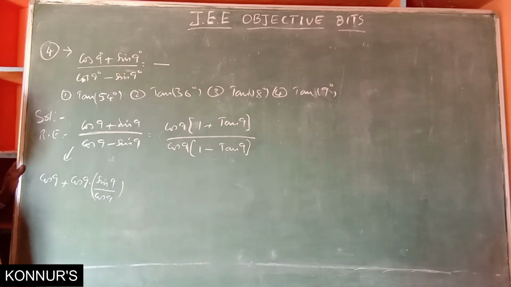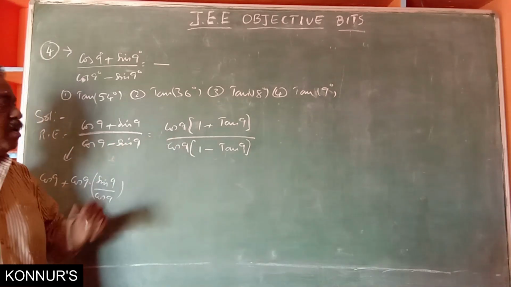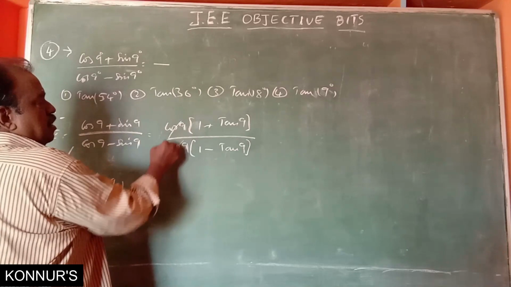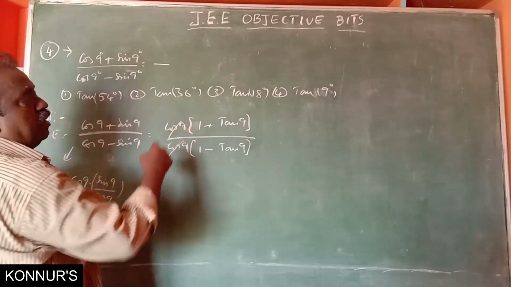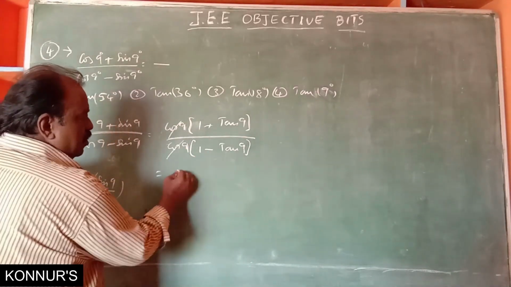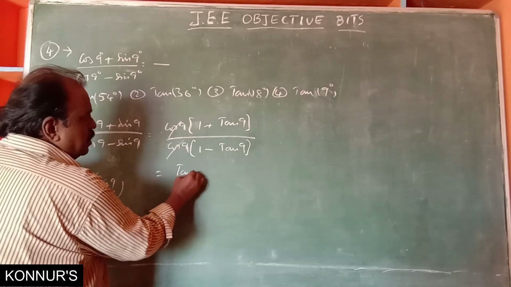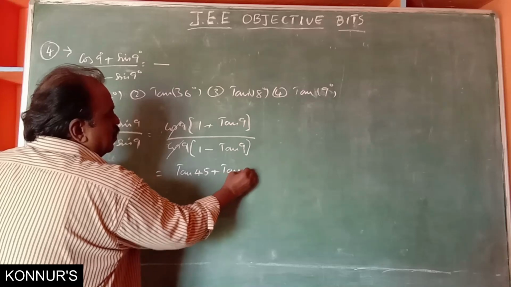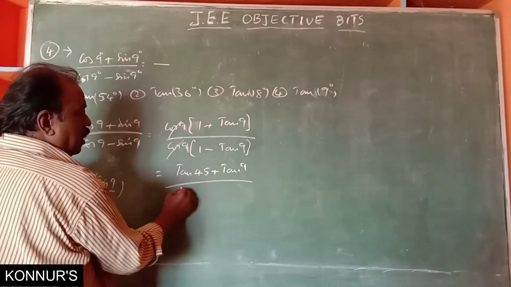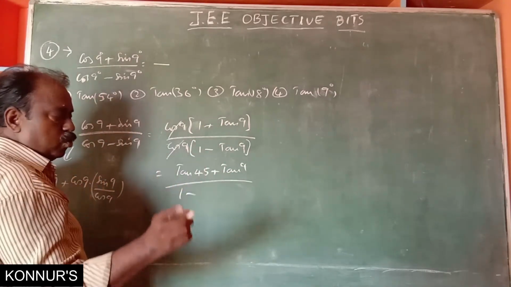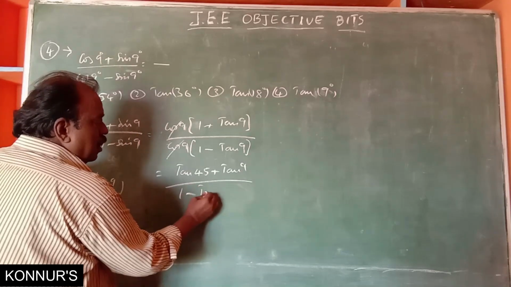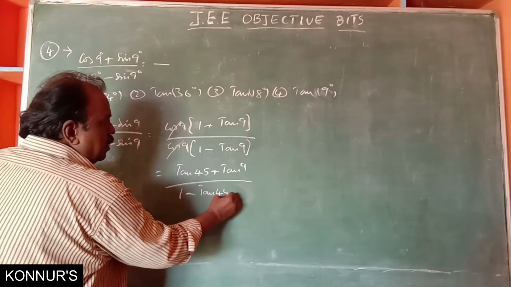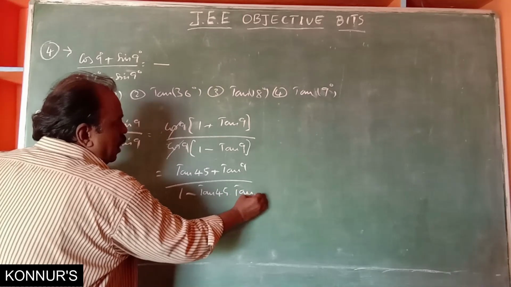Now is it okay now? The same thing in the denominator also. Here cos 9 cancels, we get 1 plus tan 9. That 1 can be written as tan 45, plus that tan 9, and 1. This one is as it is, 1 into tan 45 into tan 9.